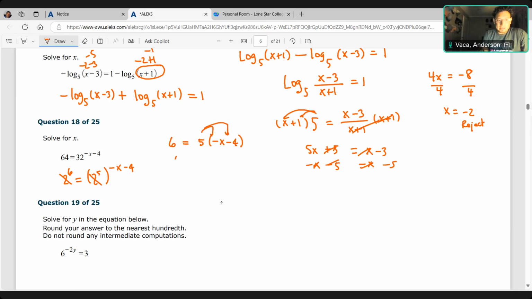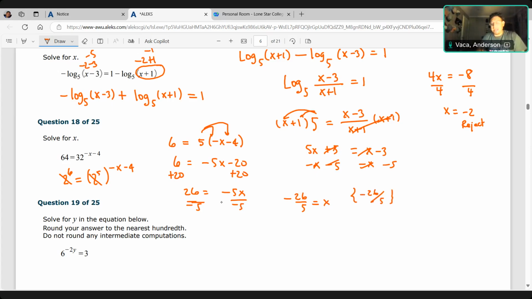Okay, so let me go ahead and do that. We get negative 5x, we get negative 20, and I'm just now going through the motions as I would any other time. All right, so let's see, dividing by negative 5, dividing by negative 5. So we get negative 26 over 5 is equal to x. And this is okay. There are no problems with solutions to an exponential equation. It's the logarithms that you got to triple check. Okay, so this is good to go. That was actually not that bad.